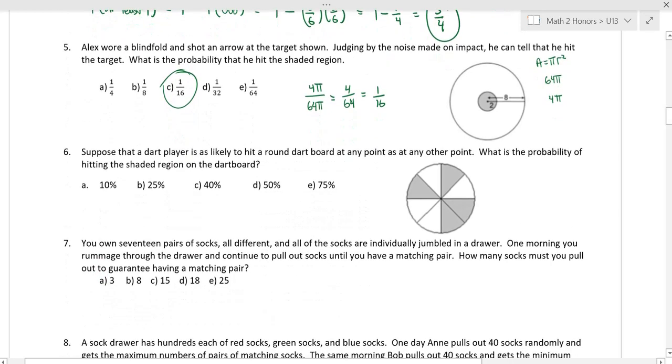Number 6, suppose that a dart is as likely to hit a round dartboard at any point as any other point. What is the probability of hitting the shaded region? And notice the shaded region makes up half the dartboard, and so the probability would be 1 out of 2, which is 50%.